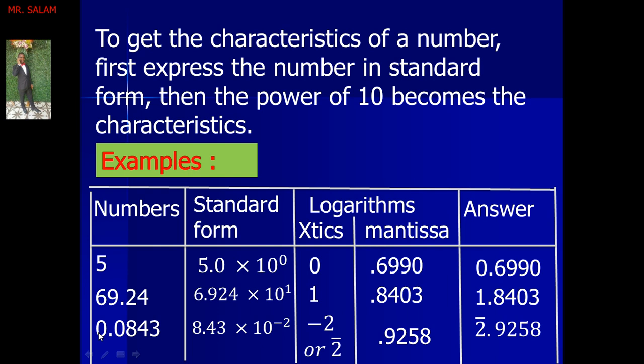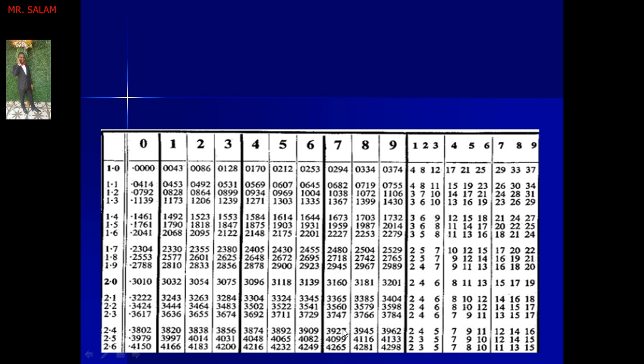But if the whole number is 0, just like this, it means the characteristic will be bar something. So bar what? Count the number of 0s before the first non-zero digit. The number of 0s here is 1, 2. So that is why we have bar 2 here. Normally we use this symbol bar 2. So this is how the logarithm table will look like. This is the number, this is the difference.